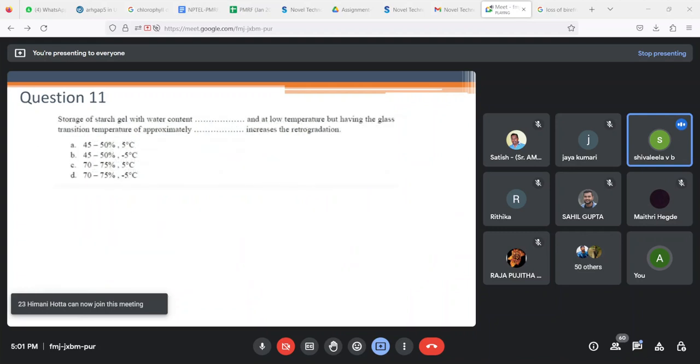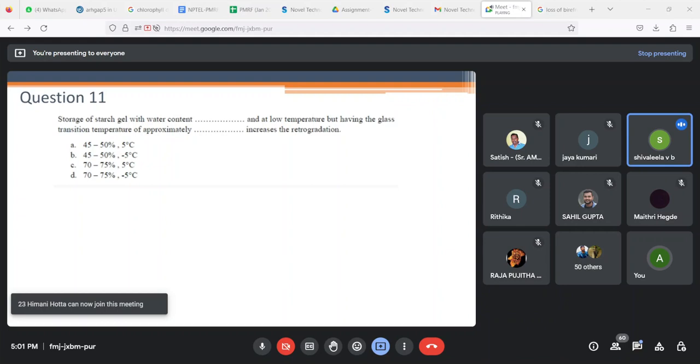Okay, moving to question 11. The storage of starch gels with water content dash and at low temperatures, but having the glass transition temperature of approximately dash increases retrogradation. So the first part of this question is something that we discussed in the previous slide itself. So what is the answer to that? A. Okay, 45 to 50% is what the water content should be.